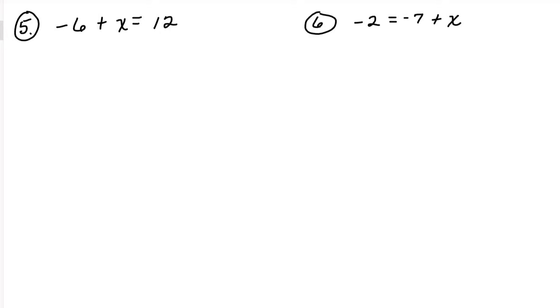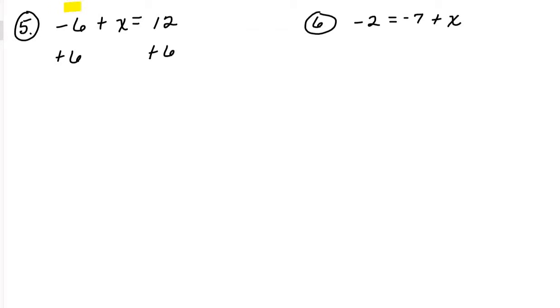Okay, problem 5. I want to get this x by itself, so I need to get rid of this negative 6. So I want to do something so that the negative 6 will go away. Well, I could subtract the negative 6, but remember, subtracting a negative is the same thing as adding a positive. So the shortcut is just to add 6. I'm adding 6 to both sides of the equation.